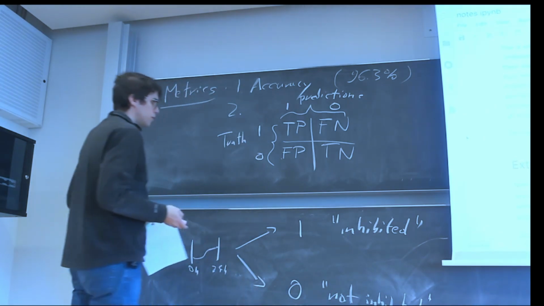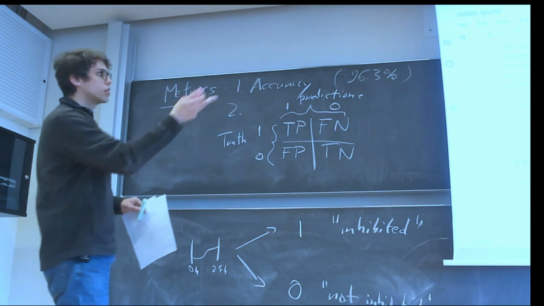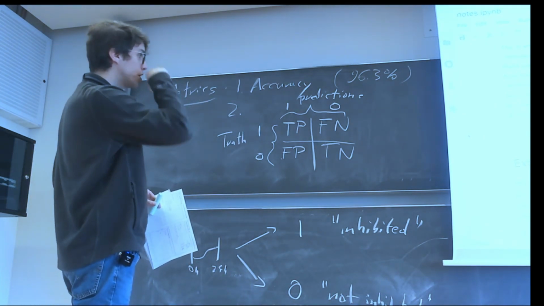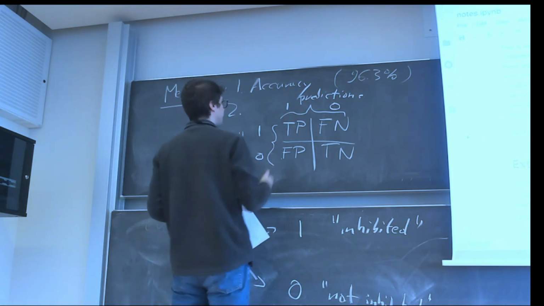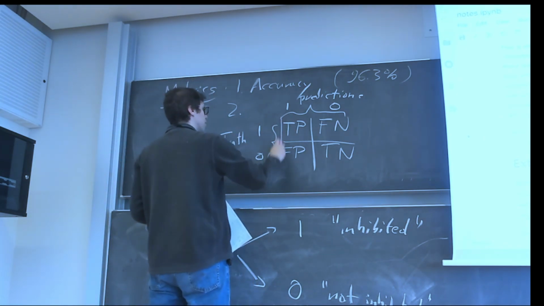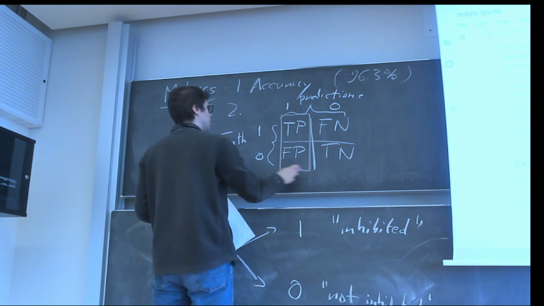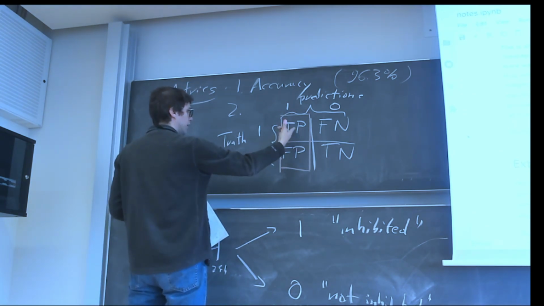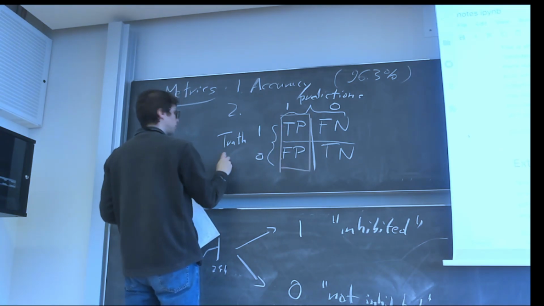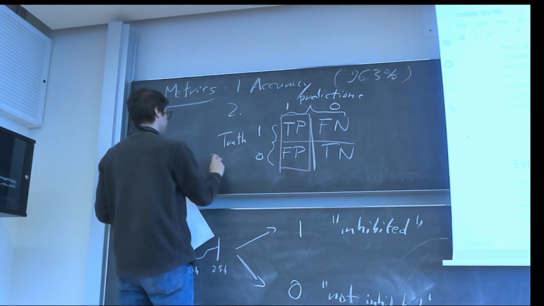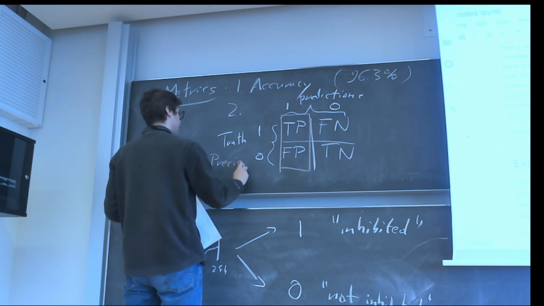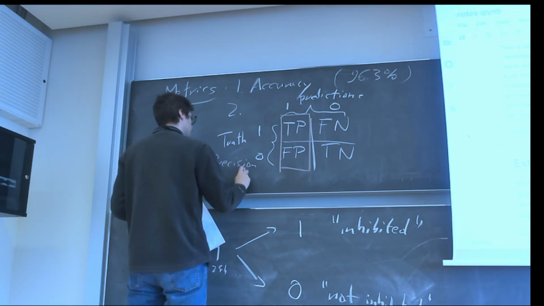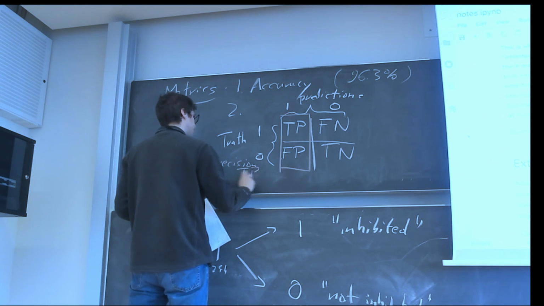Now we have these two notions, which are the precision and the recall. The precision is, if we're saying 1, how much of the time are we correct? So under the condition that we set 1, how much of these numbers is in the true positive category? So the precision, which is true positive over true positive and false positive.